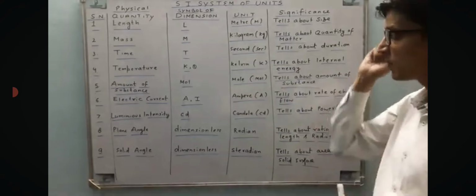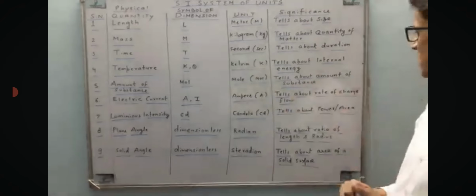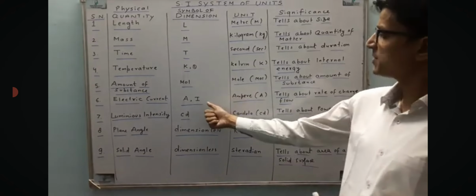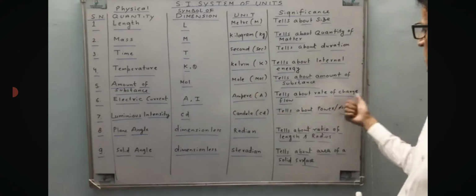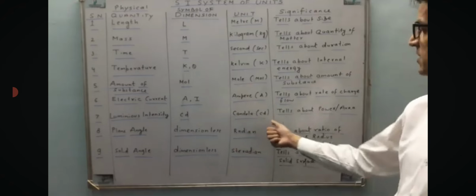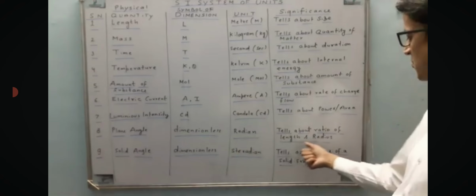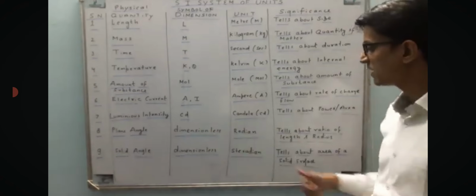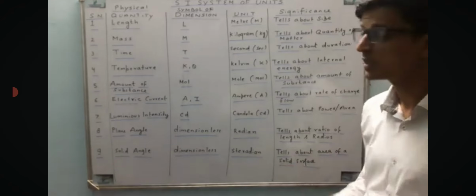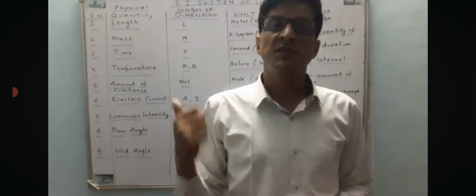Next is amount of substance, its symbol of dimension is mol, unit is mole, and it tells about the amount of substance. Sixth is electric current, symbol of dimension is A or I, unit is ampere, and it tells about rate of charge flow. Next is luminous intensity, symbol of dimension is CD, unit is candela, and it tells about power per unit area. Next is plane angle, dimensionless, unit is radian, and it tells about the ratio of length and radius. Last we have solid angle, which is dimensionless but has units, steradians, and it tells about the area of a solid surface. So these were some of the information for you.